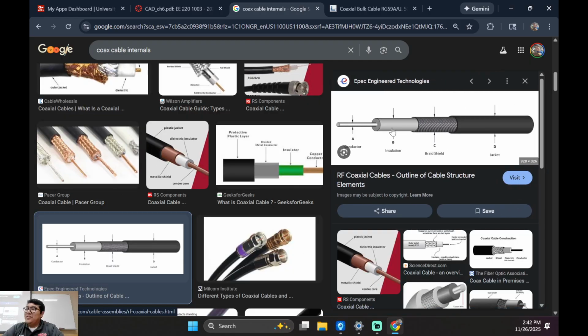You get the conductor. You've got some insulation, right? It's going to be whatever covers your signal itself. And then this shield right here is your ground.